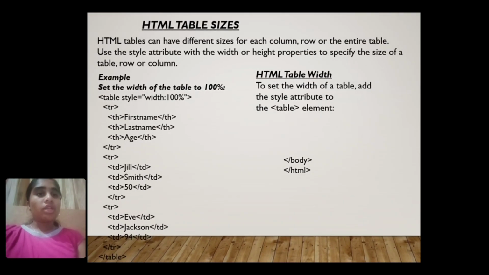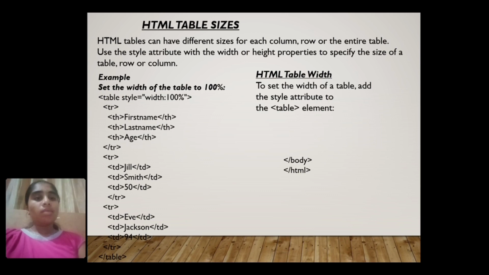Next, coming to the HTML table sizes. HTML tables can have different sizes for each column, row or the entire table. Use the style attribute with the width or height properties to specify the size of the table, row or column. An example is given below that sets the width of the table to 100%. The table style is equal to width 100%.